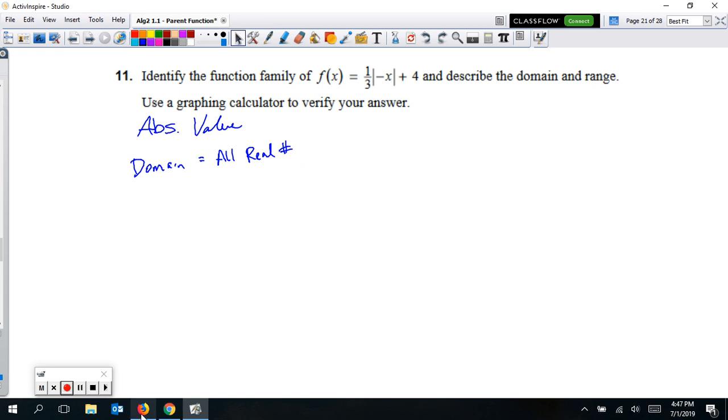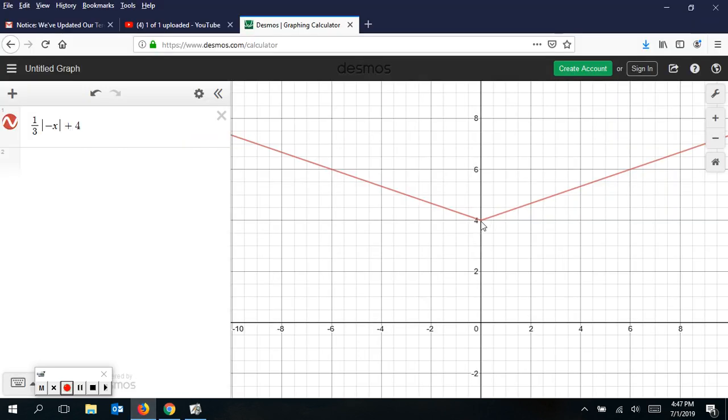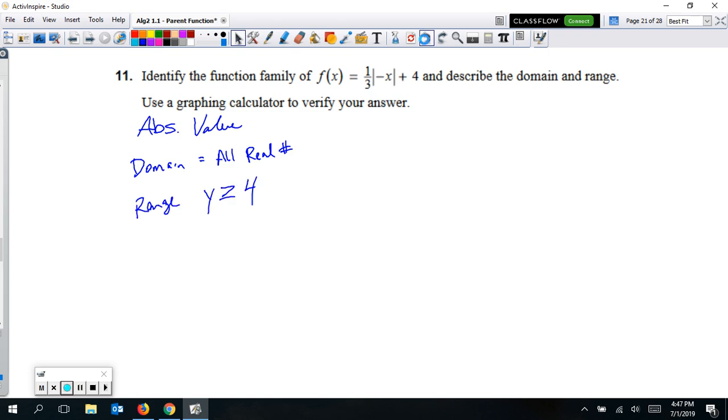And as far as the range goes, you can see our point there, which is called the vertex of this. That's the corner point. That's going to be right at 4, so it's only above 4, which means it's greater than or equal to 4. And so that's what we want to write there for the range. Range is y is greater than or equal to 4. Okay, so that's how we can see that.